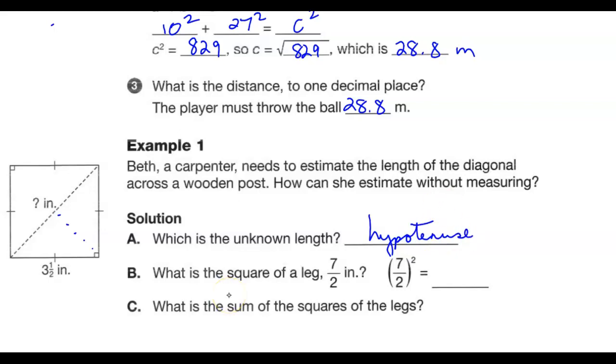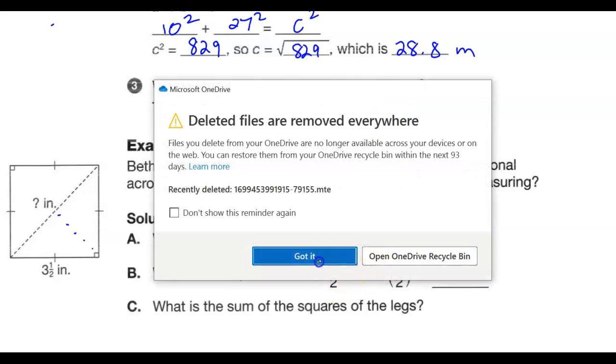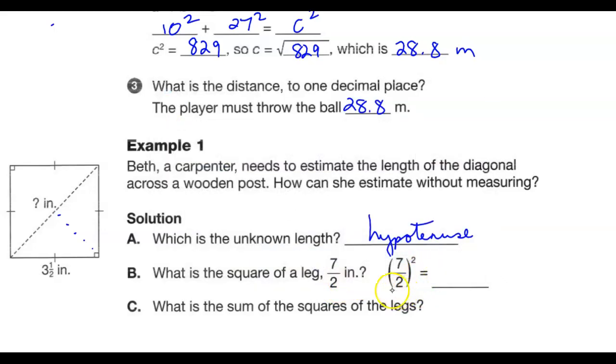Okay, and so what is the square of a leg? 7/2 of an inch. So you want to take 7/2 because that comes from 3.5 converted to an improper fraction, which is 7/2. Okay, and so now we want to square that. So 7 squared is 49, 2 squared is 4. You can do that without a calculator.